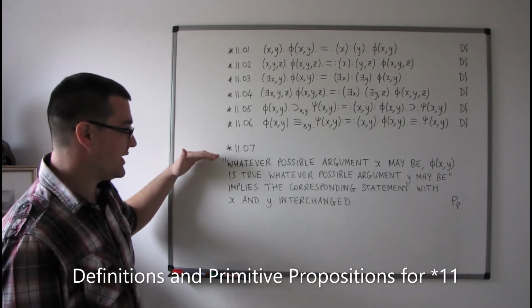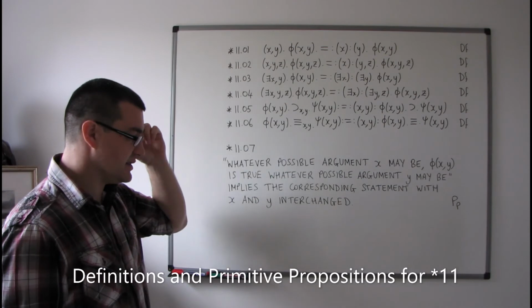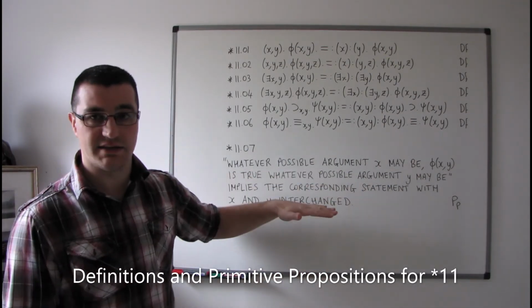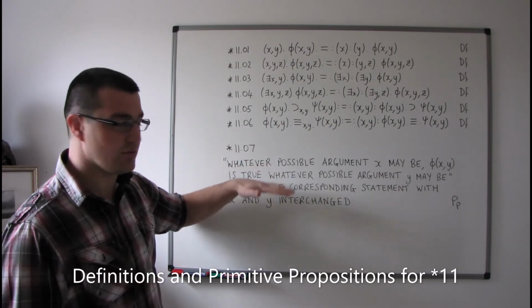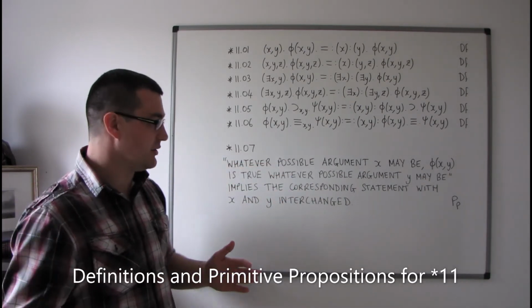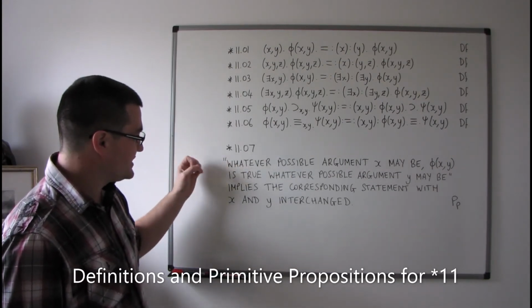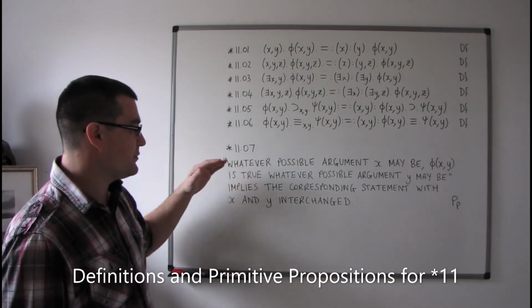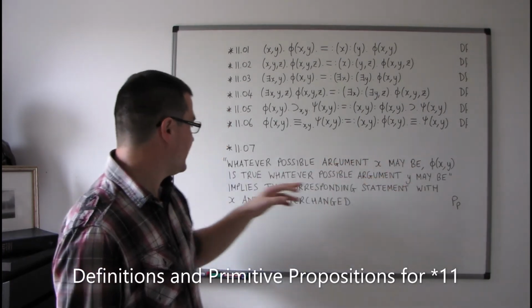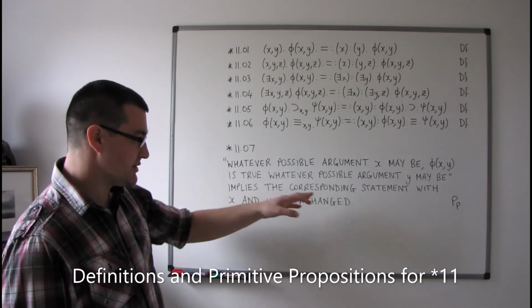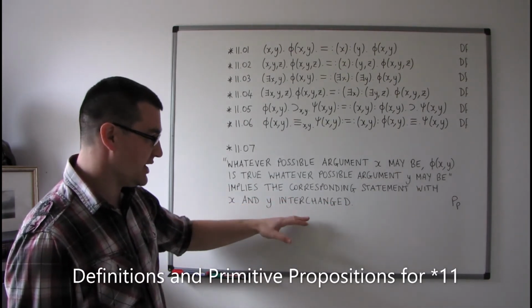I'm just going to say a little bit about this primitive proposition, because it seems to be a little bit obscure at this stage what this means. It doesn't really become apparent what this means until a little bit further on and how this can be used. So 11.07, primitive proposition: whatever possible argument x may be, phi xy is true whatever possible argument y may be, implies the corresponding statement with x and y interchanged.